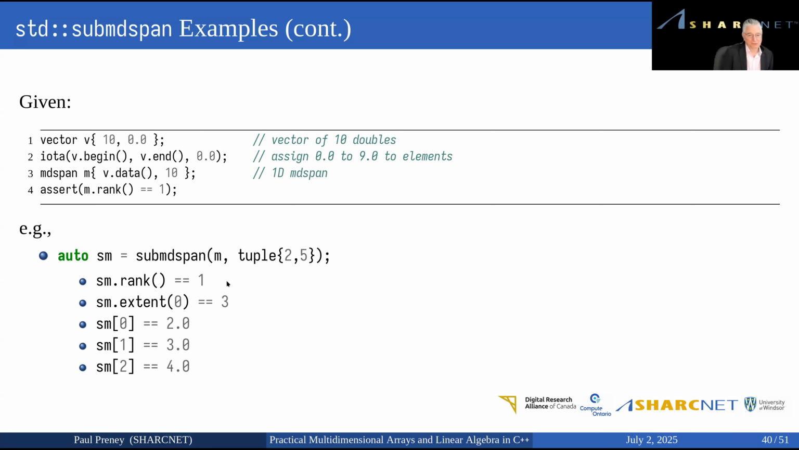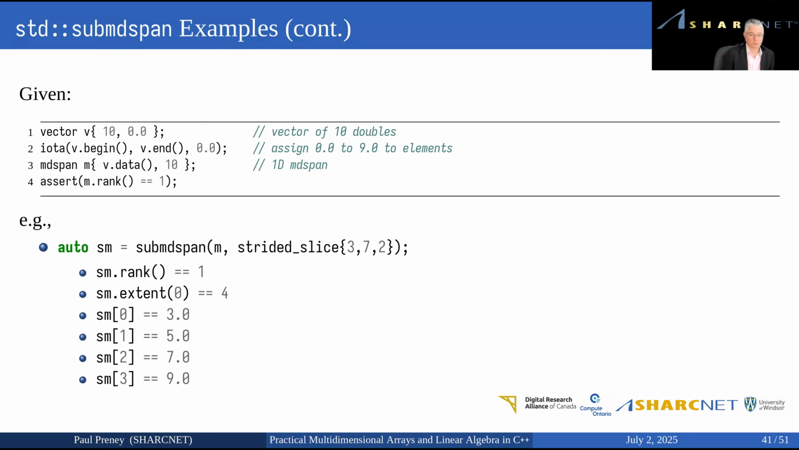Okay, so you might say, well, what is this tuple thing? 2 to 5, the values are 2, 3, 4, and as you see here, 2, 3, and 4. So if I do submdspan with 2 to 5 for m, given what m is up here, I can see my submdspan, where 0, 1, 2 will give me 2, 3, 4, which is exactly what I want. The extent of it is 3 and its rank is 1. That's how the tuple works.